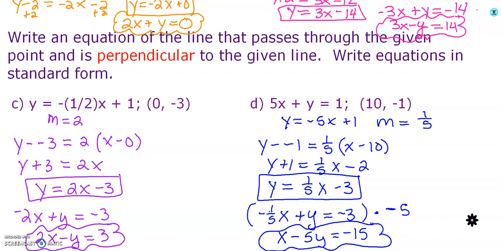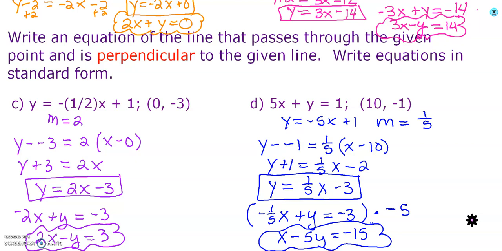For perpendicular, we have to remember we take the slope and use its negative reciprocal. So our first slope for C is negative 1/2. The negative reciprocal is 2. Go ahead and use 2 as your slope and your point in point-slope formula. Clean up double negatives. You'll get y equals 2x minus 3. Now we need to put it in standard form, so we subtract 2x on both sides. This is okay, negative 2x plus y equals negative 3, but it's not in the best standard form. So to get full credit, we would multiply by negative 1, and we'll get 2x minus y equals 3.